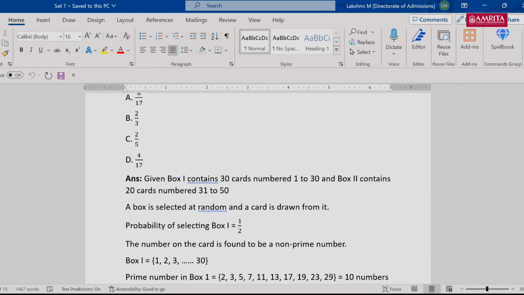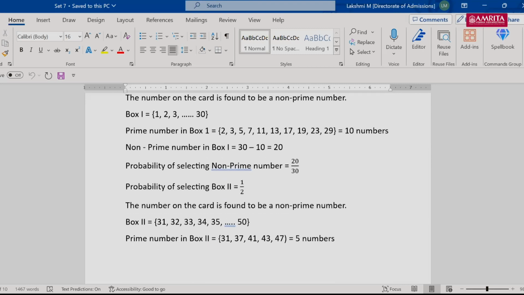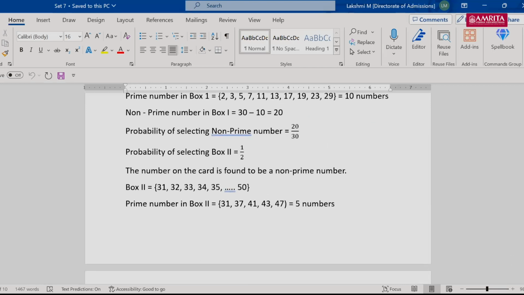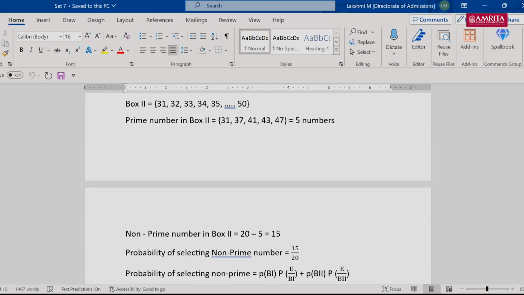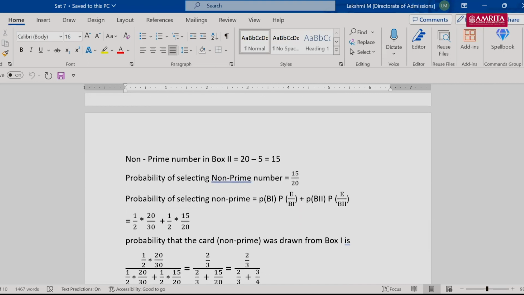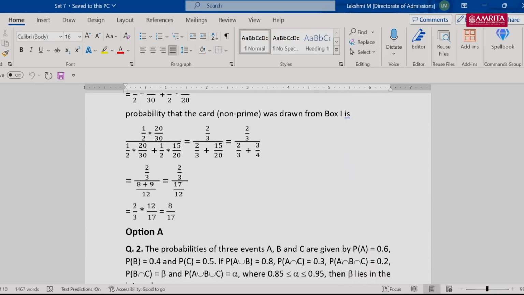So probability of selecting box 1 or box 2, it's 1 by 2. It's easy for you to find out the prime numbers. So when it comes to non-prime, you can get the number. So you will be able to easily find out the probability there. Same, you have to repeat with box 2 because you need to have that total. So for box 2 also you can find the prime, then you can find the non-prime, then the total probability you can write, and the question they have asked is from box 1. So it will be 1 by 2 into 20 by 30 over 1 by 2 into 20 by 30 plus 1 by 2 into 15 by 20. So it's 8 by 17, which is equal to option A.